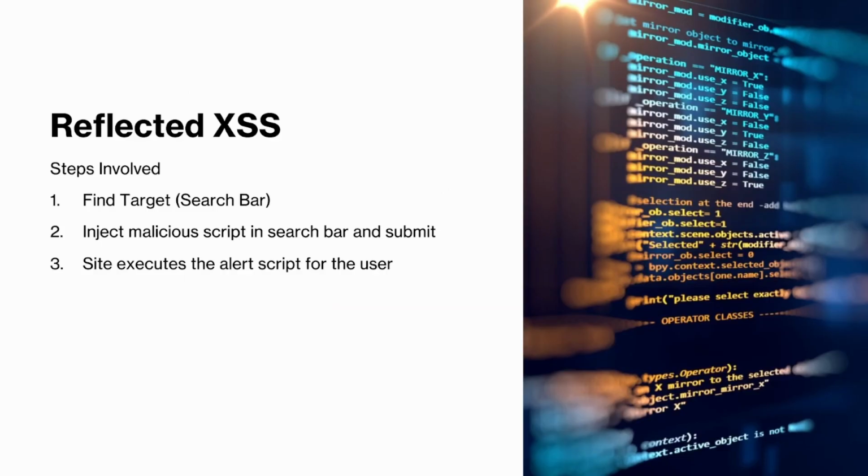Okay, moving on to reflected cross-site scripting. During this testing, I will be conducting two different types of cross-site scripting, reflected and stored. Steps involved in this are we need to find a target, which for this we have chosen the search bar. Then we need to craft and inject malicious script into the search bar and submit it. This should then execute it and alert the script for the user.